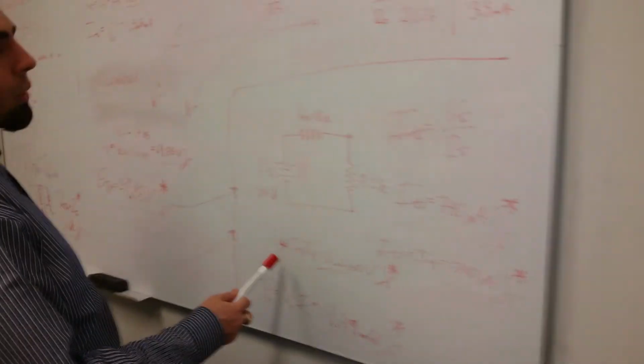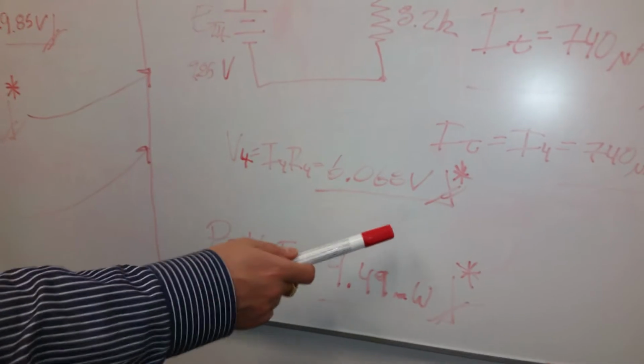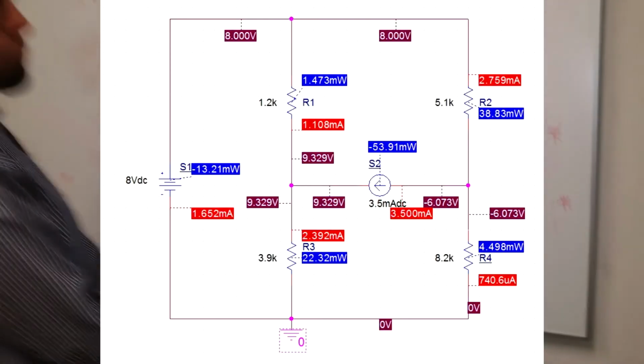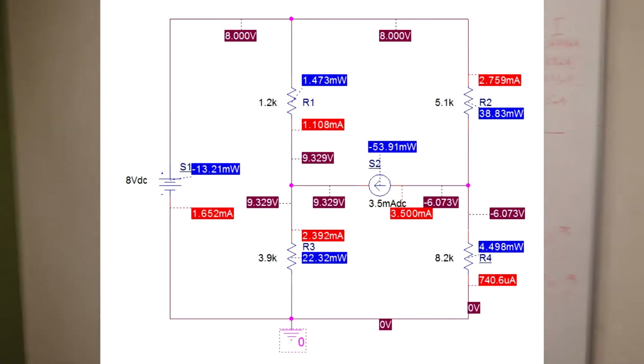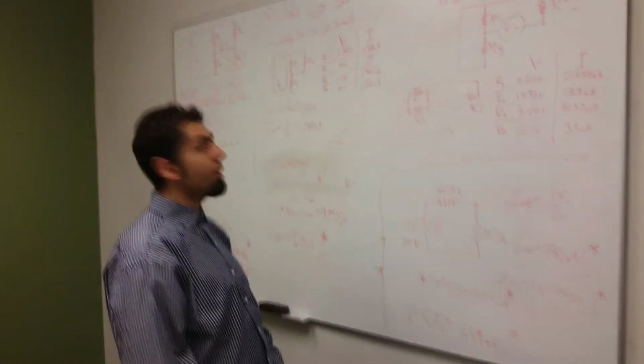And of course, once we do our calculations here, we'll get 6.068 volts for our V4, and our power will be 4.49 milliwatts. And that's pretty much how you Thevenize this circuit.